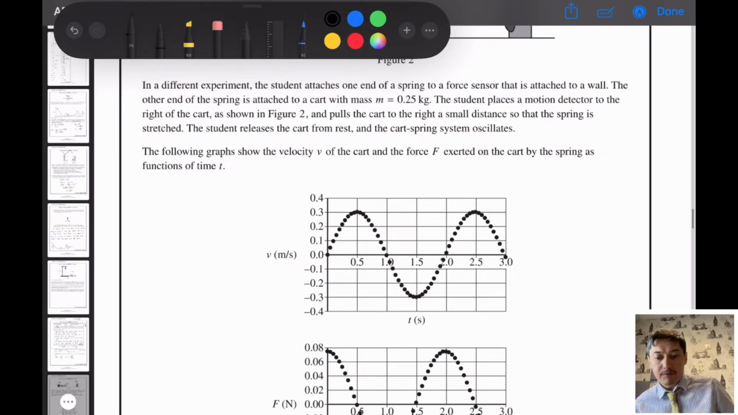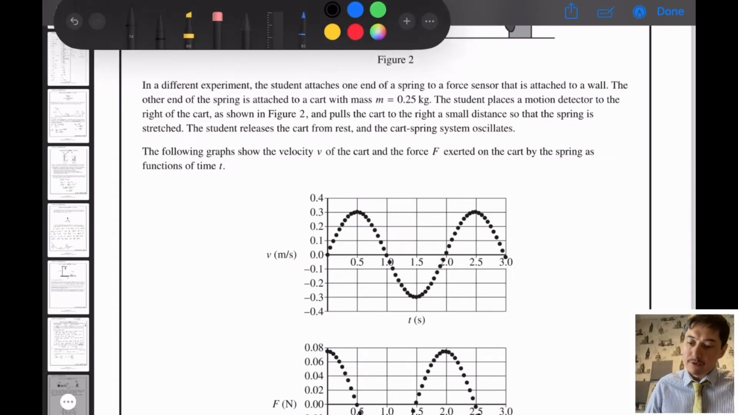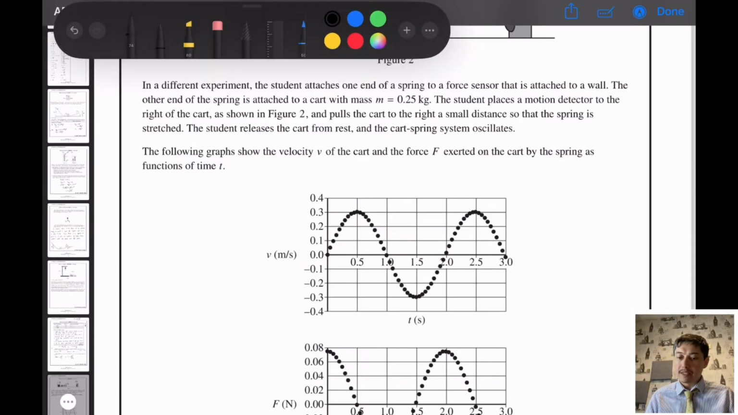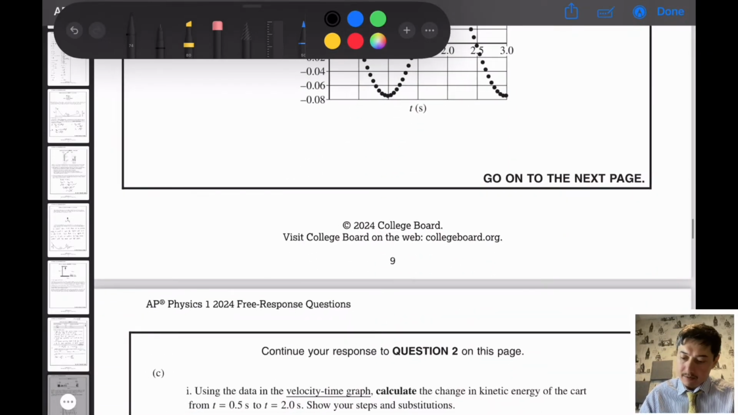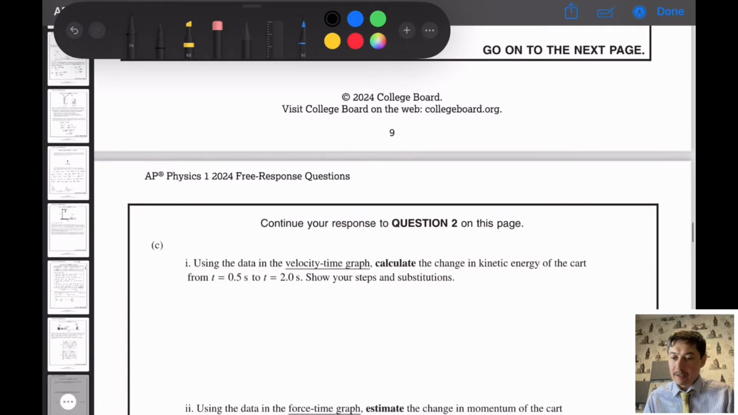The following graph shows the velocity of the card and the force exerted on the card by the spring as functions of time. So first of all, we can see velocity versus time graph and force versus time graph. All right, let's go to question and we can answer them using the graphs given.